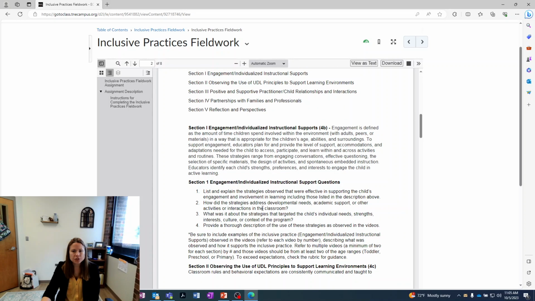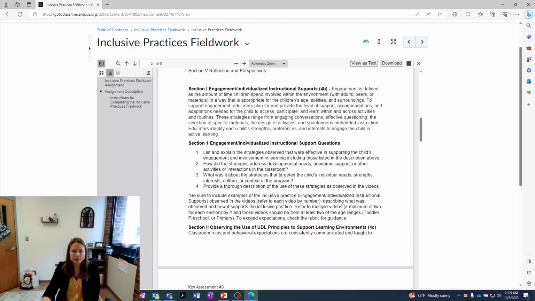Now, in each section of the paper, you're going to see there are guiding questions and things for you to think about, and it specifically gives you a definition of what engagement and individualized instructional supports would be. It gives you examples. For instance, engagement is defined as the amount of time children spend involved within the environment. This is with adults, peers, or materials, and in a way that's appropriate for the child's age, abilities, and surroundings, right? So it's talking about what engagement is. And then it gives you guiding questions which you would answer in your paper, right?